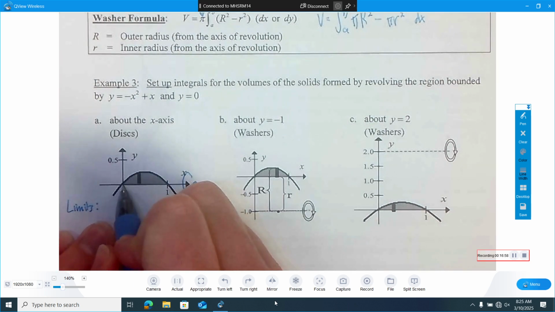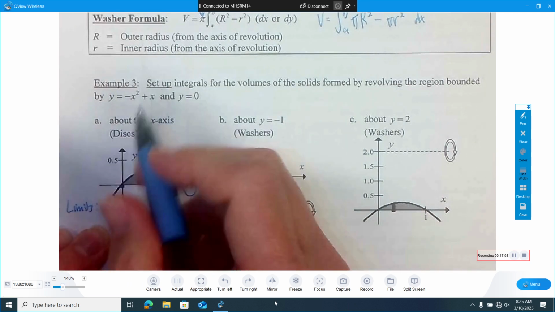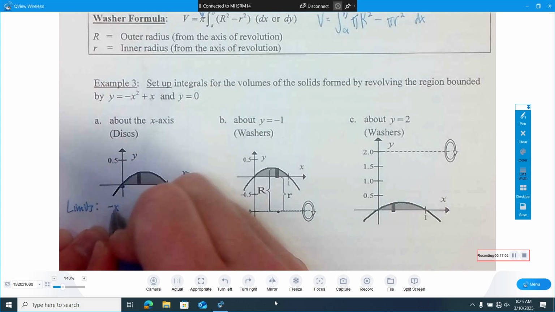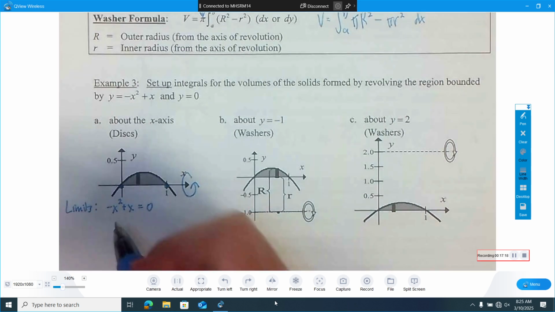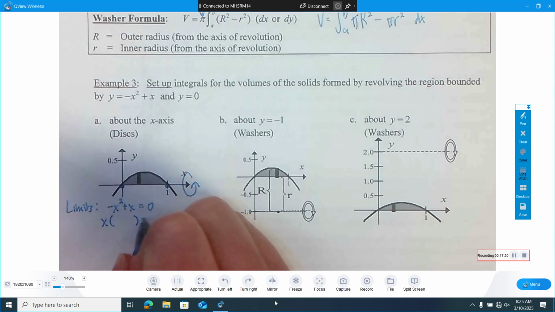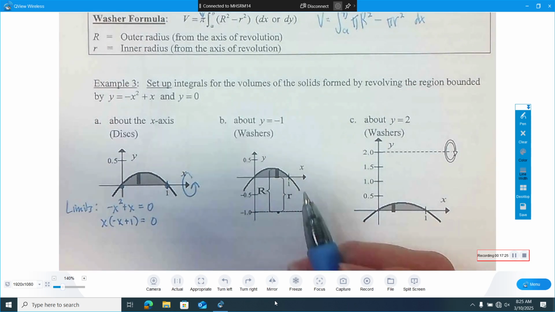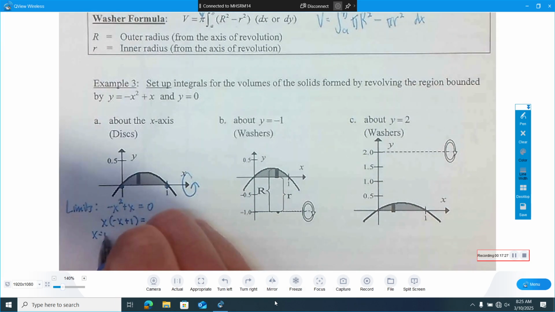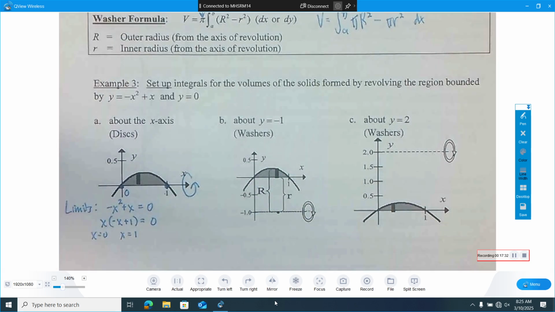I need to know where it's crossing the axis, so where our curve is equal to 0. So here's our curve. Negative x squared plus x is equal to 0. How do we solve that? Take out an x. Yeah, it has a greatest common factor here. We can undistribute the x. We get x times negative x plus 1. And so we get x is equal to 0, and here x is equal to 1. So we see that on our curve, 0 to 1.